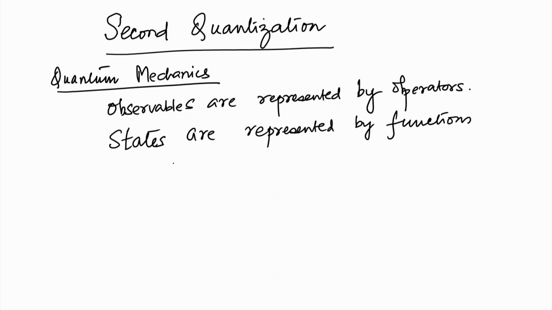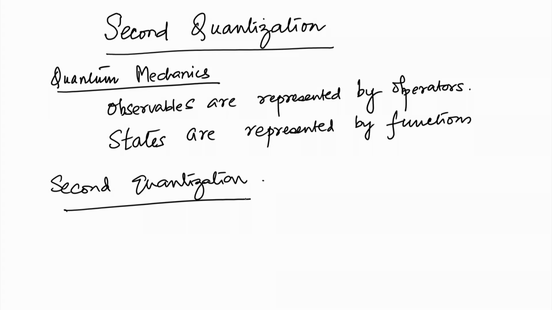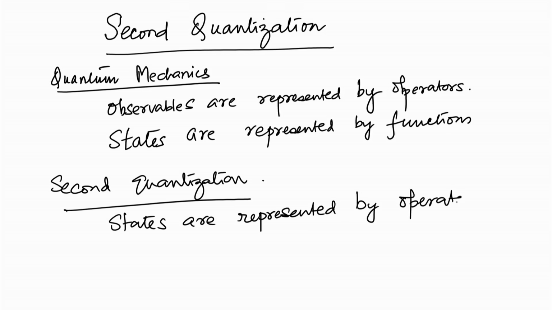Now, in the second quantized formalism, we are going to represent the observables by operators anyway, which was done in quantum mechanics as well. However, the states are now going to be represented by operators as well. These operators are known as creation and annihilation operators.